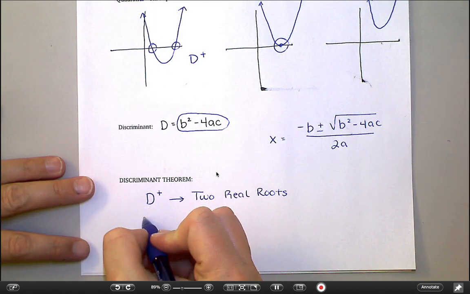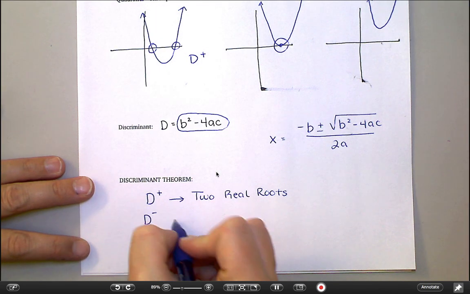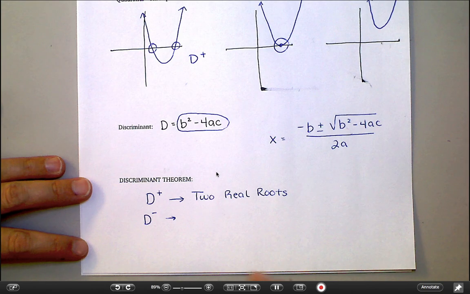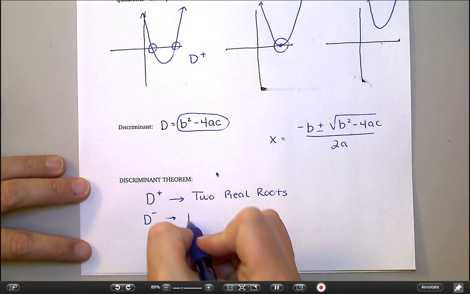If the discriminant comes out to be negative, that's when you end up with imaginary numbers.